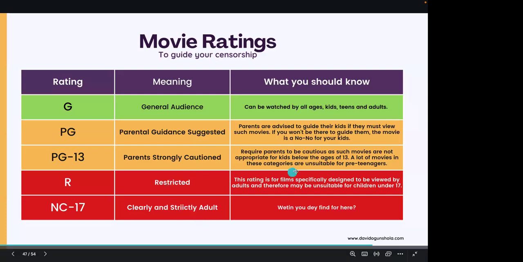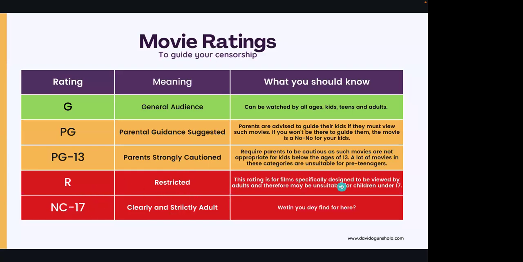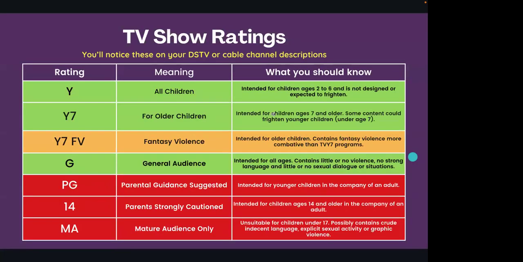Red, anything red, just avoid completely. So if the movie is rated R, NC-17, as much as possible, avoid it. TV shows also have similar ratings, Y, Y7, and G. Well, the ones in green are okay. The ones in orange, not so, but at least you need to be there to be sure that you're able to answer questions and correct some things that they watch. The red are absolute no-nos.